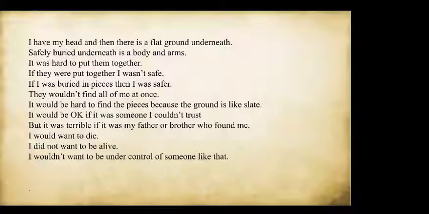It would be okay, but if it was somebody I couldn't trust. But it was terrible if it was my father or my brother who found me. I would want to die. I didn't want to be alive.